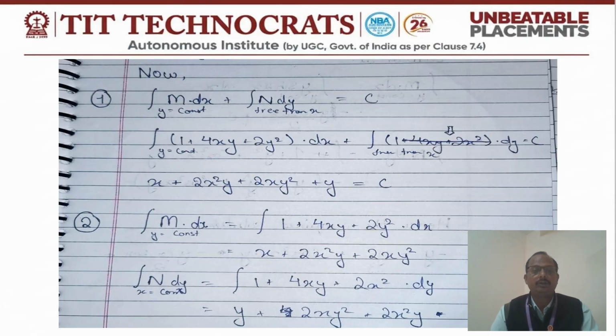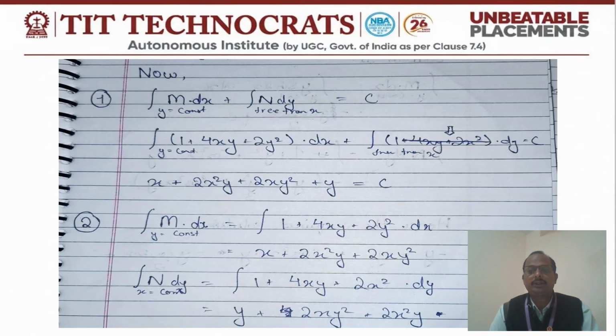Integration of m dx keeping y constant, plus integration of n dy for terms free from x. In the case of m, you have to take the whole expression, but take y as a constant. In the case of n, you have to keep only those terms which do not have x.